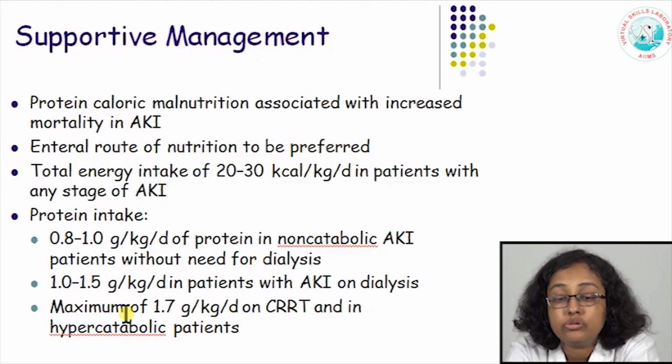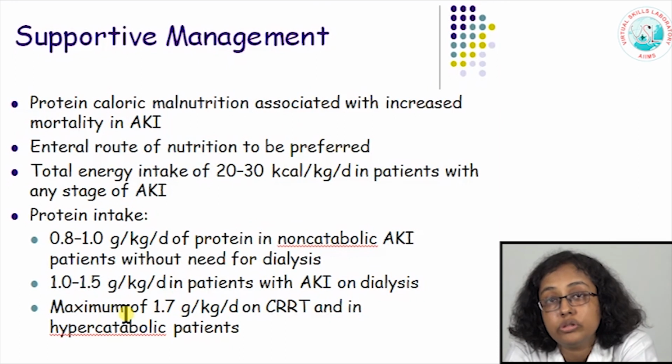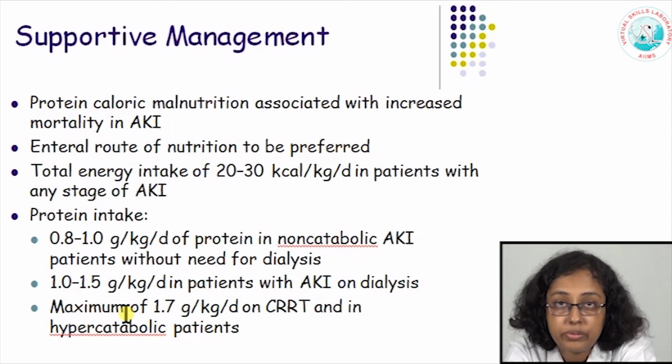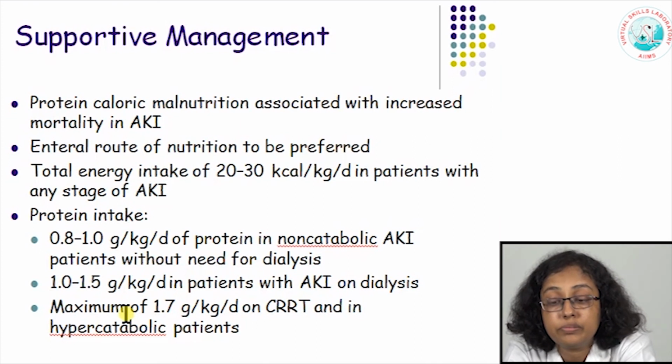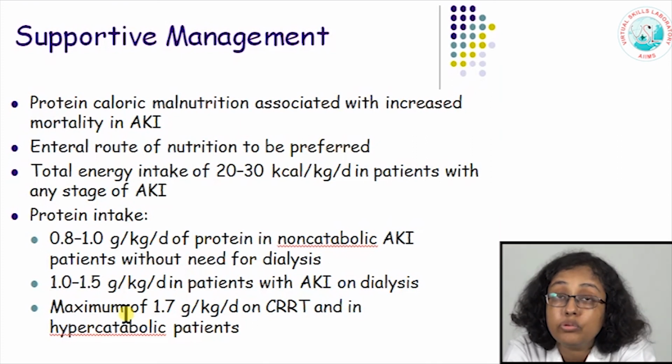Protein caloric malnutrition should be addressed because acute kidney injury is a hypercatabolic state, so you need to give adequate nutrition. If the patient can take it, the enteral route is always preferred. The total intake of calories should be at least 20 to 30 kilocalories per kg per day. And the protein intake should be good.